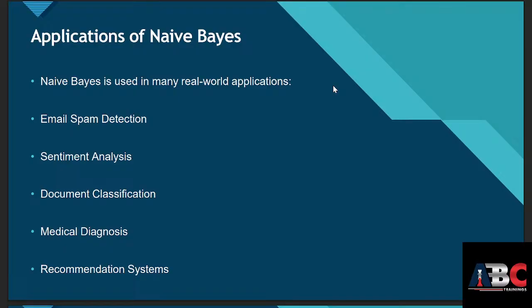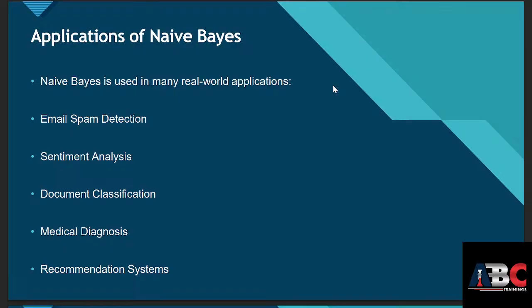The second one, sentiment analysis. Naive Bayes is heavily used in sentiment analysis, which classifies text based on the emotional tone expressed. Businesses use sentiment analysis to analyze customer reviews, social media comments, and product feedback. This algorithm helps determine whether the sentiment is positive, negative, or neutral.